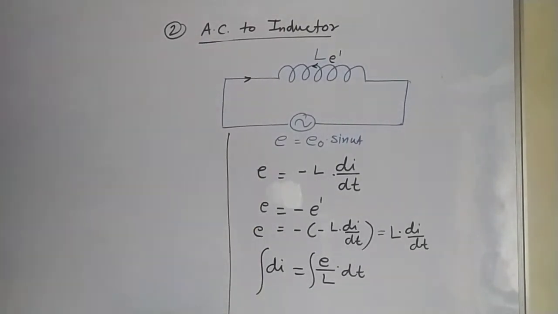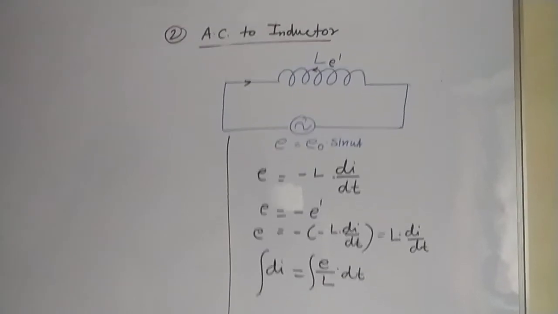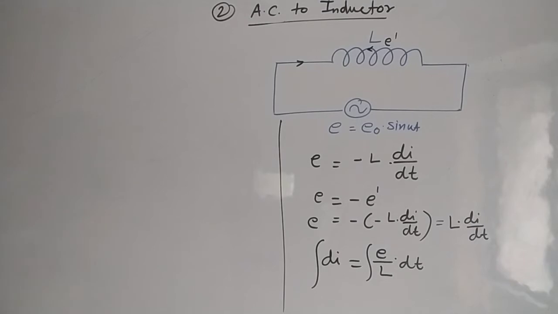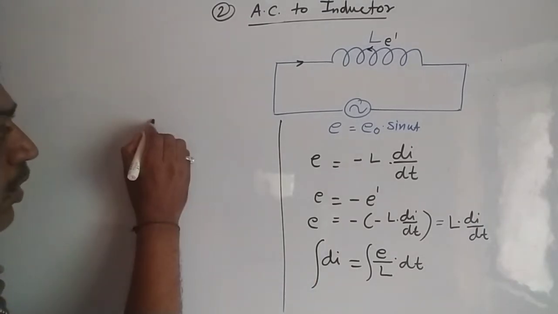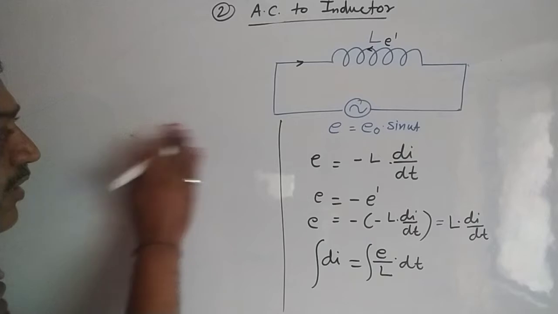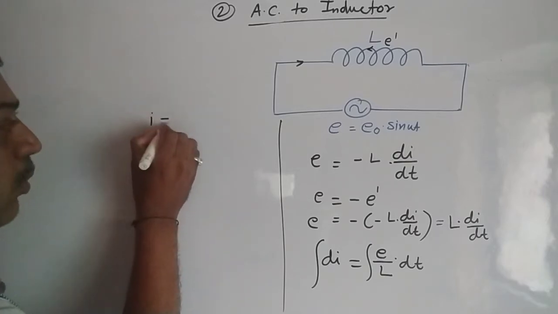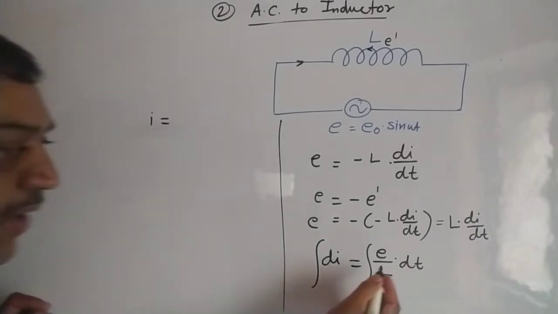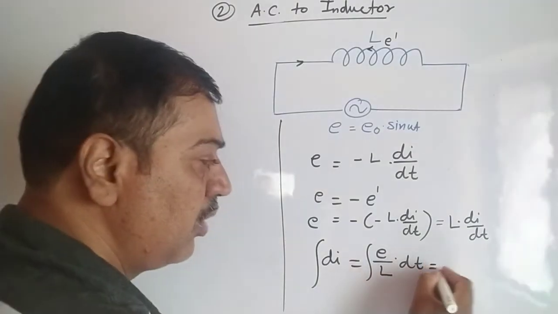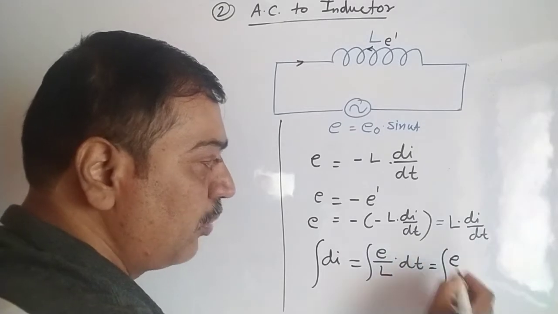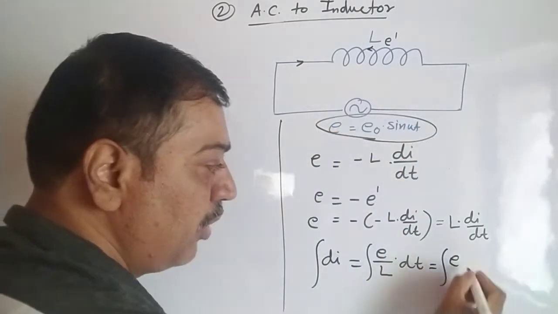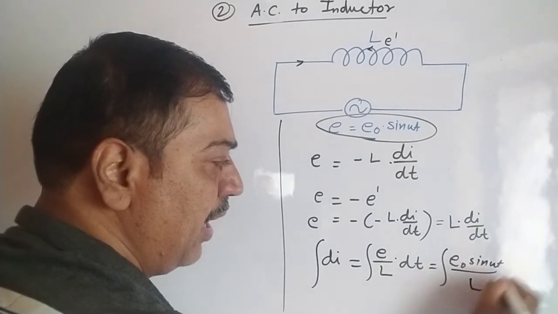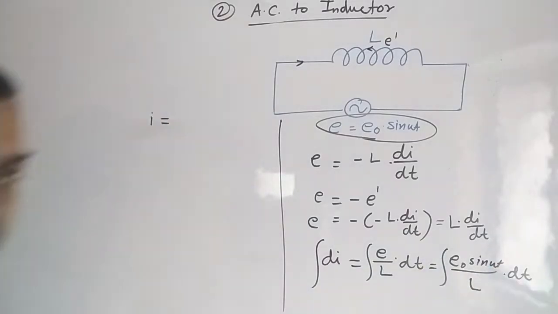So just integrate this equation and solve it further to find the value of current. I am going to integrate it. Integration of di is what? It is i. So i, the total current, is equal to what? Put the value of E here: E equal to E0 sine omega t. Put that E0 sine of omega t divided by L into dt.